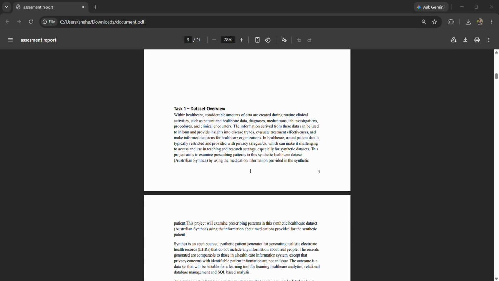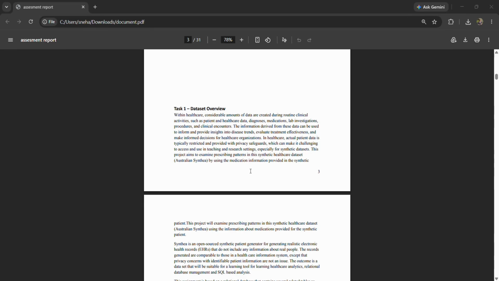For this project, I used 8 relational database tables. These include patients, encounters, conditions, medications, procedures, providers, care plans, and immunizations. Each table stores a different aspect of healthcare information, and all of them are connected using patient identifiers. This relational structure allows SQL joins to combine information from multiple tables and answer complex healthcare questions.